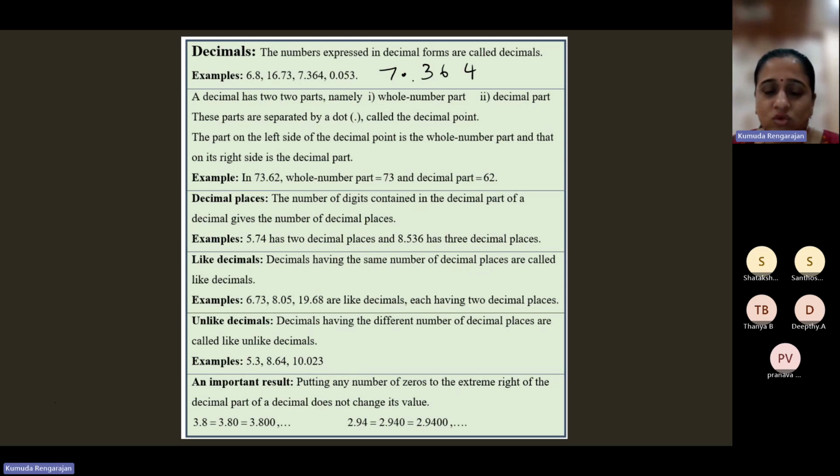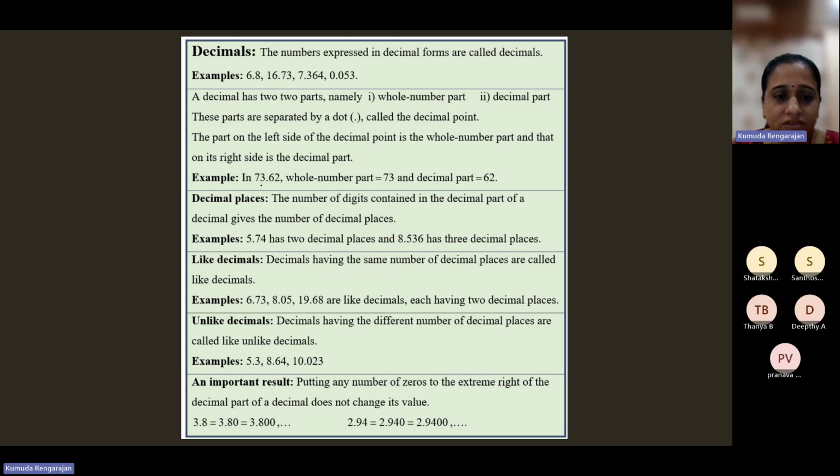Now, a decimal has two parts. This one is called the whole number part, and this one is called the decimal part. They're separated by a dot, and this dot is called the decimal point. The whole number part is to the left of the decimal point, and the decimal part is to the right of the decimal point. To the left of it, we have the whole number part. To the right of it, we have the decimal part.